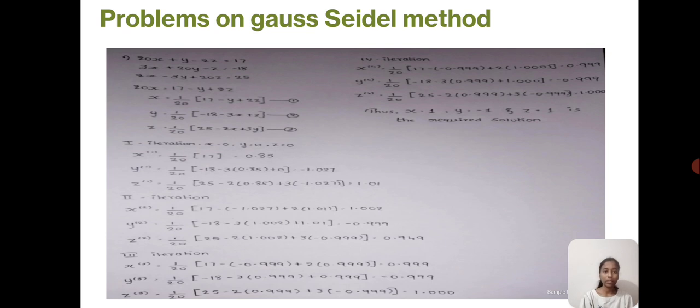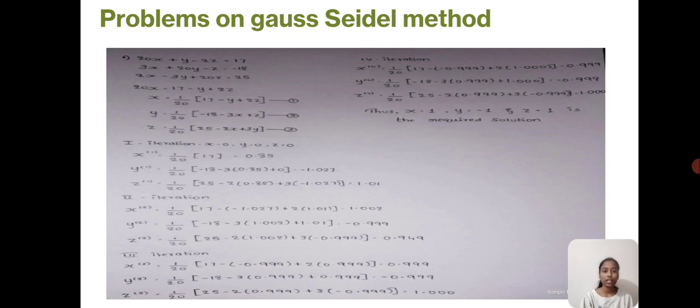Let us do second iteration. x raised to 1 is equal to 1 by 20 of 17 minus of minus 1.027 plus 2 of 1.01 is equal to 1.002. y raised to 1 is equal to 1 by 20 of minus 18 minus 3 of 1.002 plus 1.01, that is equal to minus 0.999. z raised to 1 is equal to 1 by 20 of 25 minus 2 of 1.002 plus 3 of minus 0.999 is equal to 0.949.